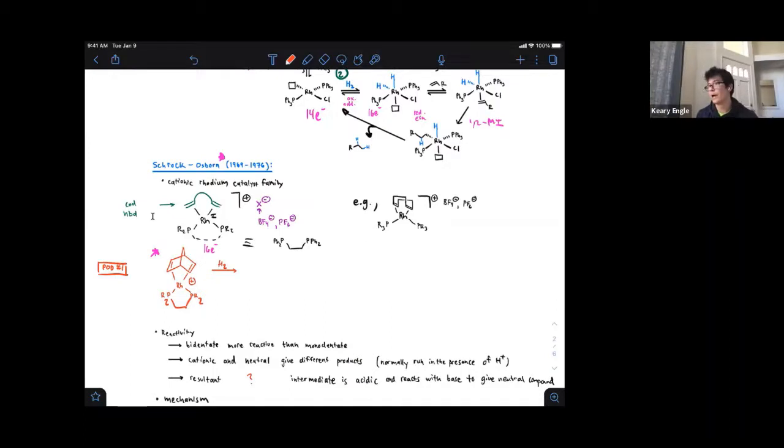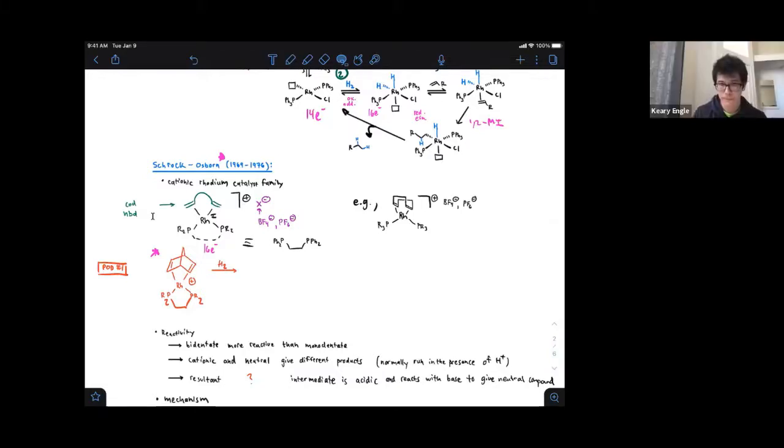And then what would happen? Then you could lose norbornadiene. So how would you lose it? You would dissociate norbornadiene. So oxidative addition to make a norbornadiene dihydride, and then dissociation of norbornadiene. Is there any other way that the norbornadiene could get off the metal? Could it do ligand exchange with the alkene that you're hydrogenating?